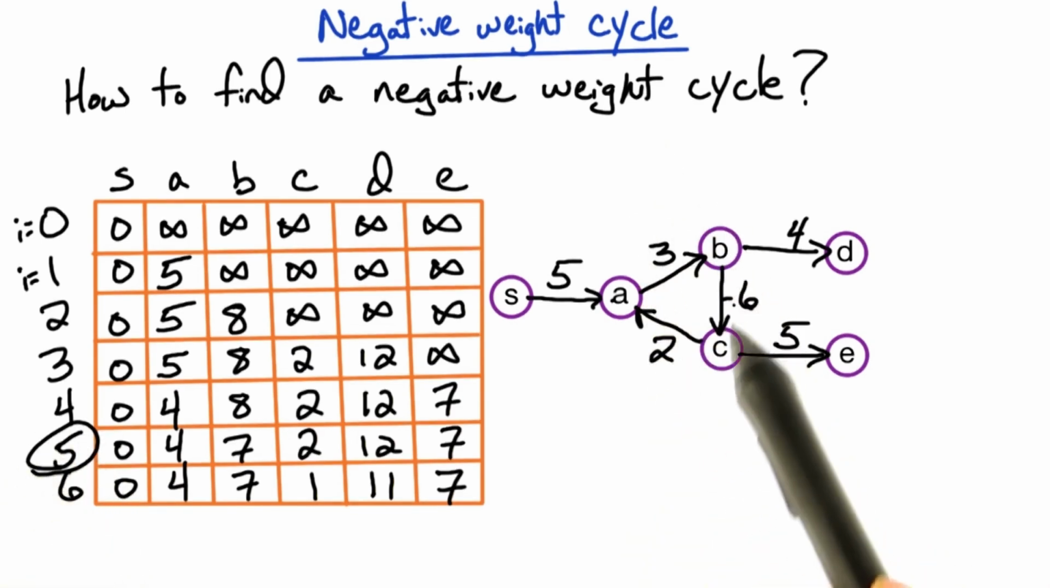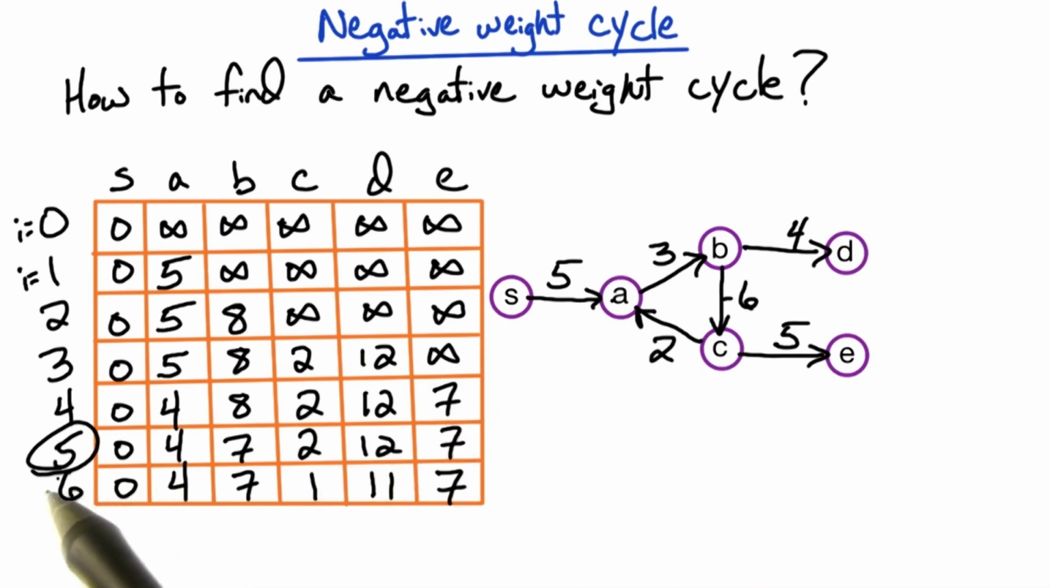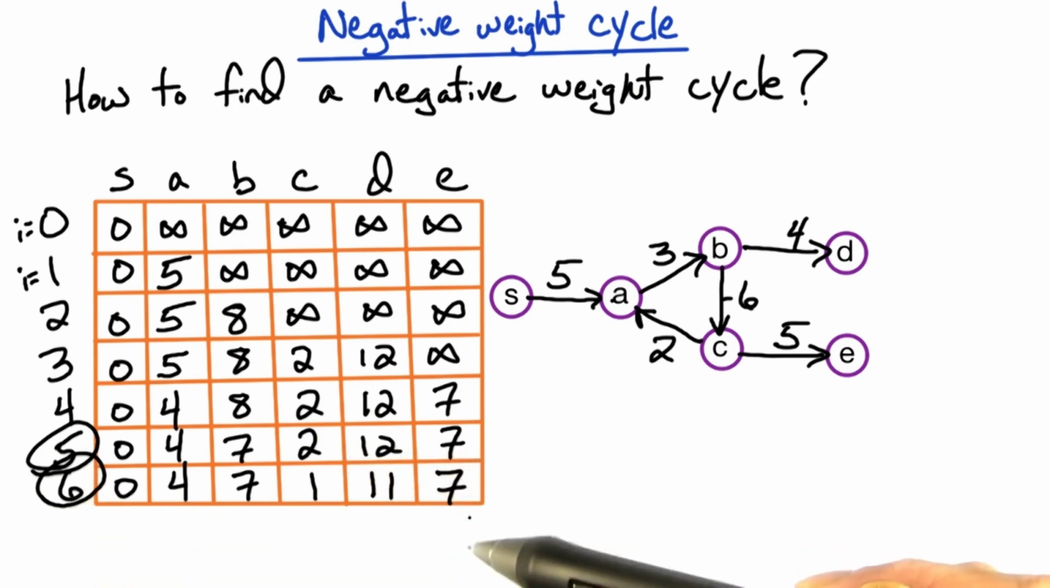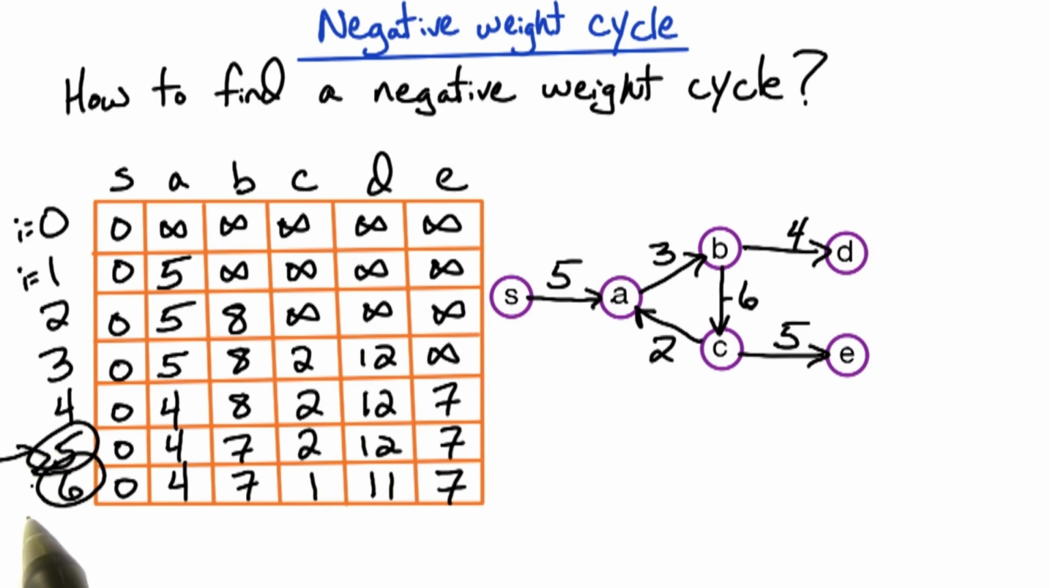But if there's a negative weight cycle, then what we're going to have is that i equals n is going to be different. It's going to be smaller than i equals n minus 1, because every row is going to shrink further. So if there's no negative weight cycle, then we can stop here. But if there is a negative weight cycle, then what we're going to notice is that i equals n is going to be different from i equals n minus 1. So how do we detect a negative weight cycle?